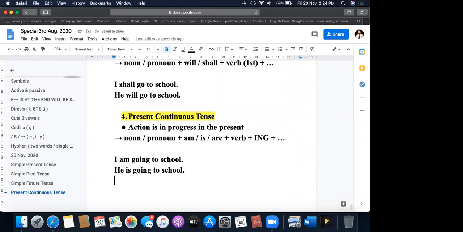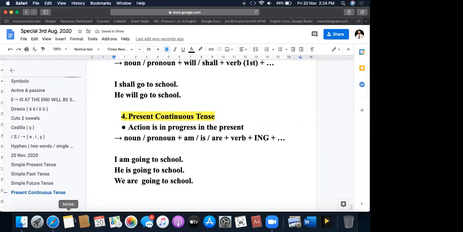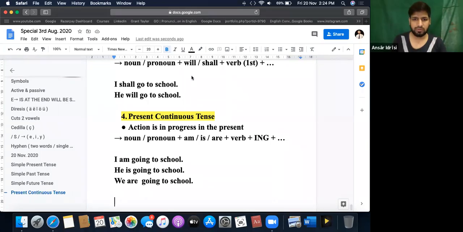Next one, we. We is what? Plural. Plus are. Are plus go. Go plus ing. That's what: we are going to school. Is that clear? Yes. So that's we are going to school, you are going to school.